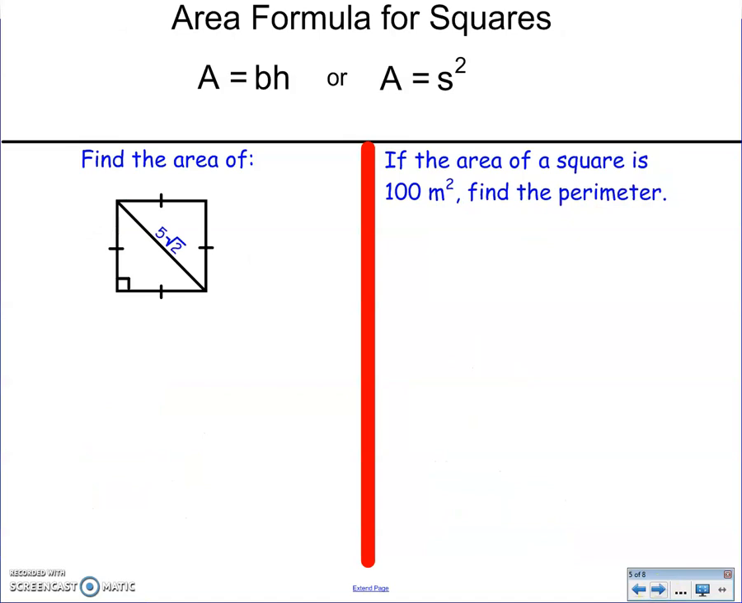Area formula for squares. You can also use base and side because squares are parallelograms and rectangles. But you can also use side squared because all the sides are the same. You can even say area equals x squared.